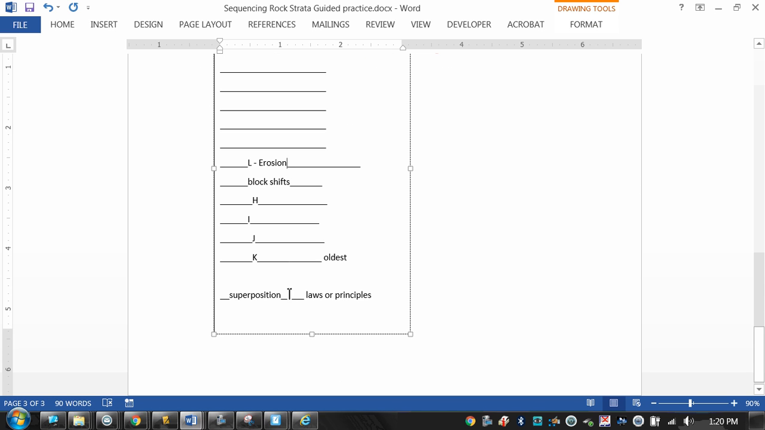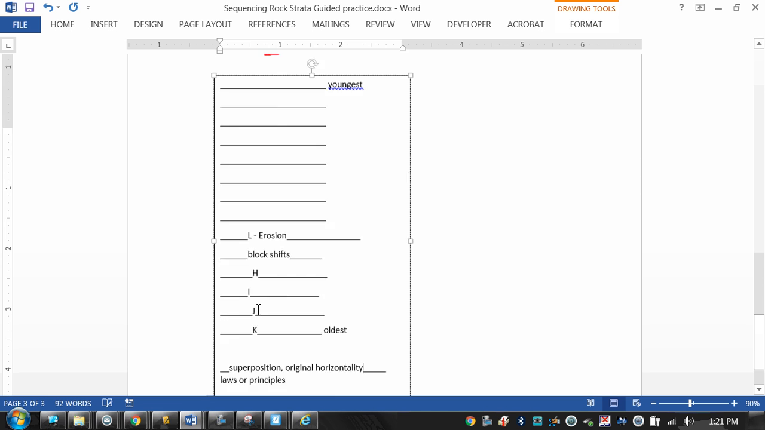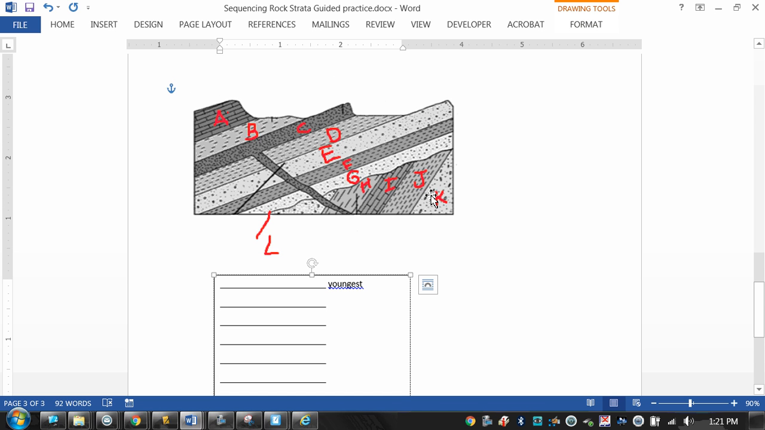And the reason I know that is because, once again, of original horizontality. Because blocks form horizontally, I know that these had to be horizontal, and then they had to move in order for this erosion to occur. So then, now we've got our next set of things that happen.